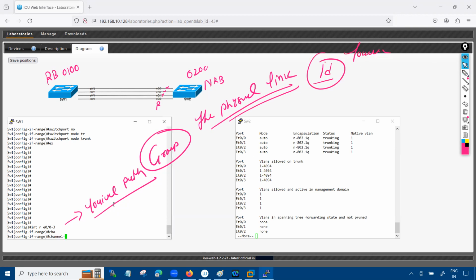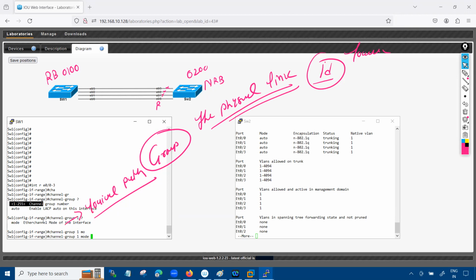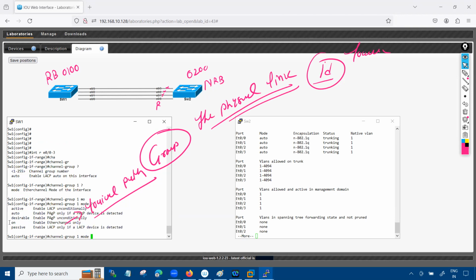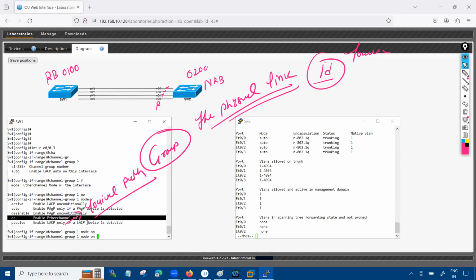So the first command is channel, the second is group. Now, what is the group name? I'm going to define it over there. I say 1. Any number, you can take it up to 255. And then I can say the mode. I can say the on mode. That means static behavior.